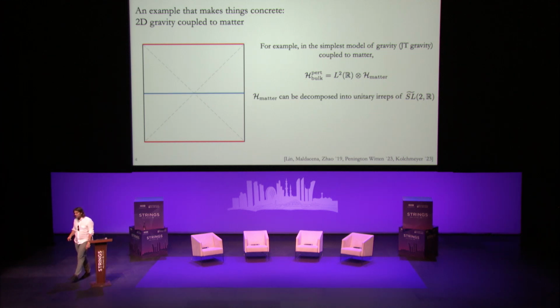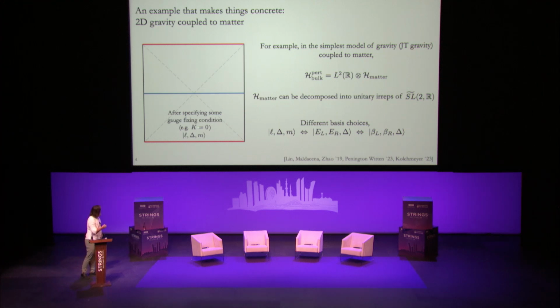And because JT gravity is a rigid theory, it just describes a patch of AdS2, the matter Hilbert space can be decomposed into unitary representations of the universal cover of SL(2,R). So states here are labeled by length, Delta, and m, where Delta and m parameterize the unitary representations of SL(2,R).